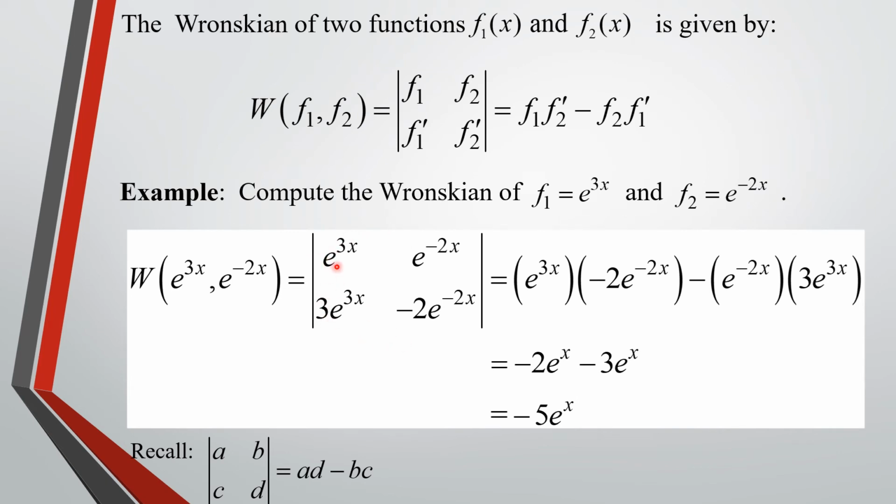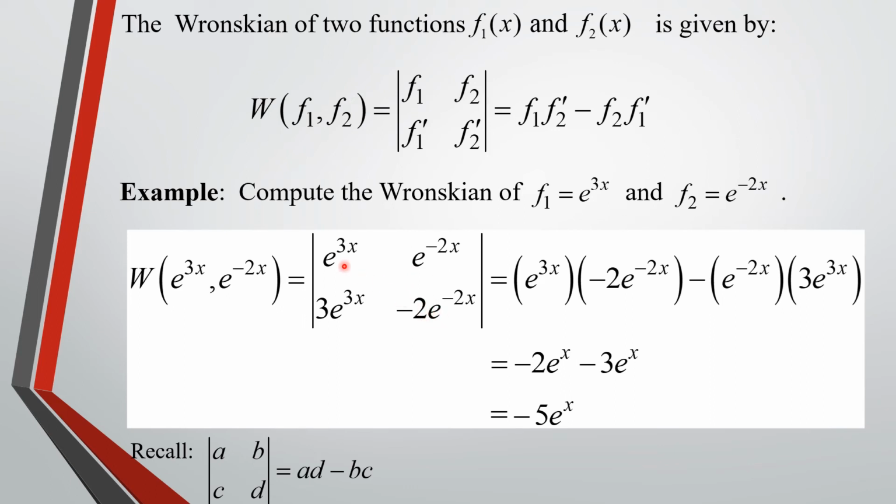The entries in the first row will of course be the functions given in the question. So this is the f1, this is the f2. To get the entries in the second row, you simply have to differentiate each of the functions in the first row. When you differentiate e to the 3x, we get 3e to the 3x. When you differentiate e to the minus 2x, you get negative 2e to the minus 2x.